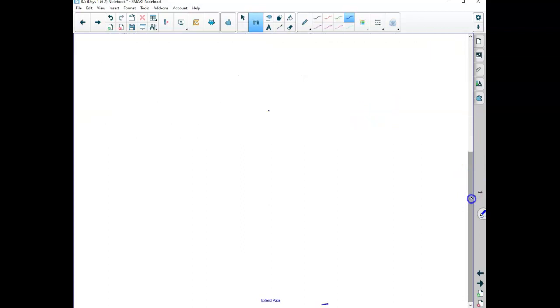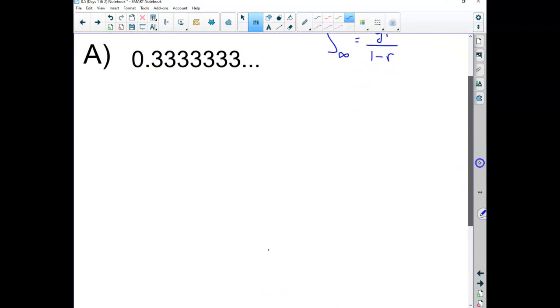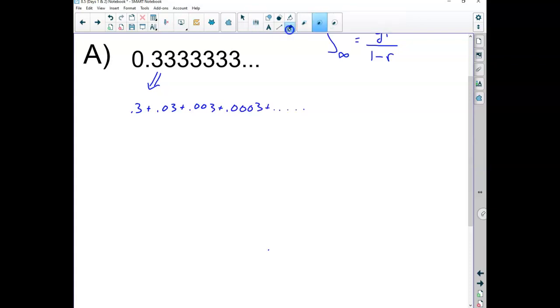Well, how are we going to do this? First I'm going to get myself a little room here. How do I write the repeating decimal as an infinite sequence? Well, I'm thinking of this as 0.3 plus 0.03 plus 0.003 plus 0.0003 plus. I think you get the key there. I don't need too many decimals, I should only have 3. But you see what's going on there.